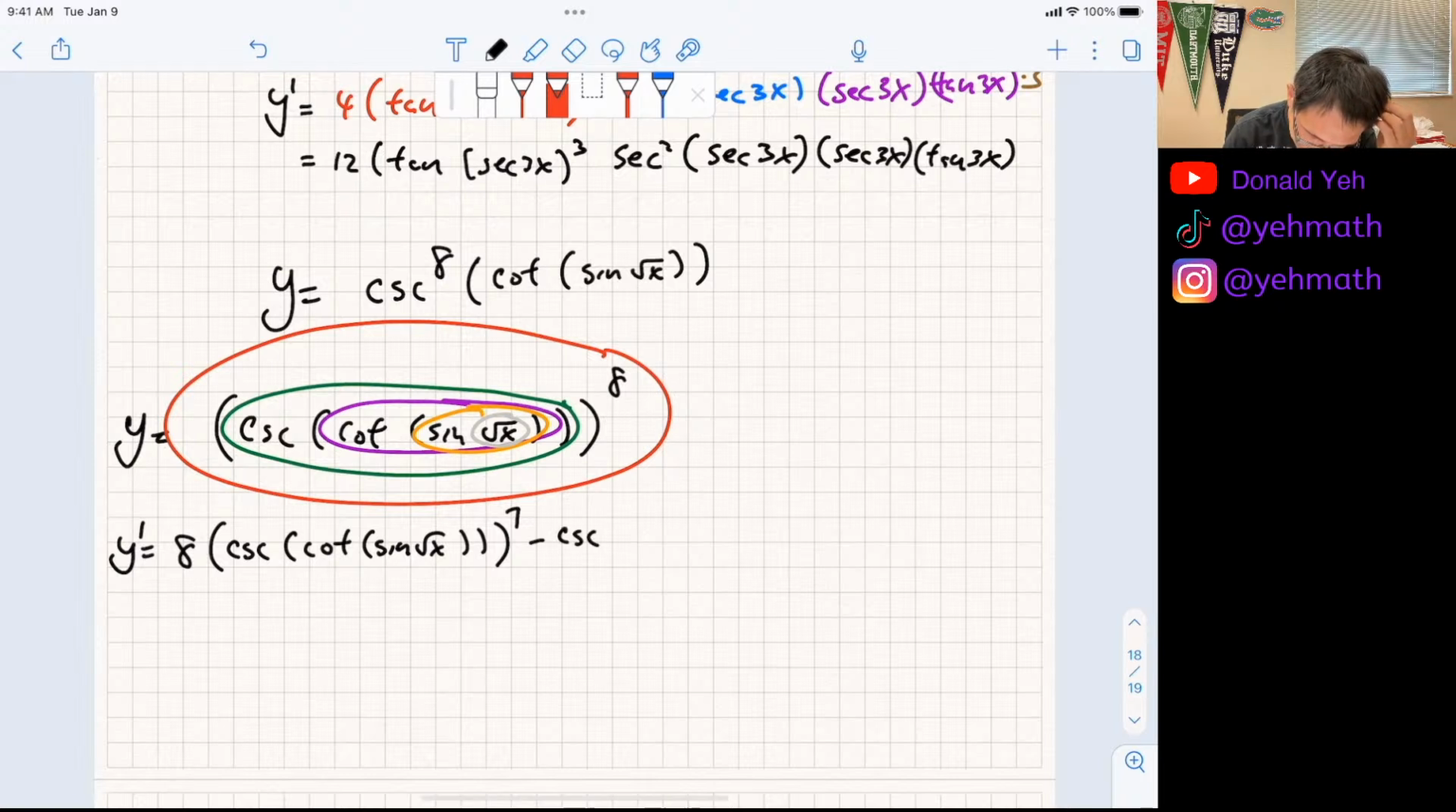Oh my god, wait, how do I even do that? This is gonna be the longest thing ever. Cotangent is negative cosecant squared. Oh, bad. Wait. I'm not losing my shit. Wait, what?